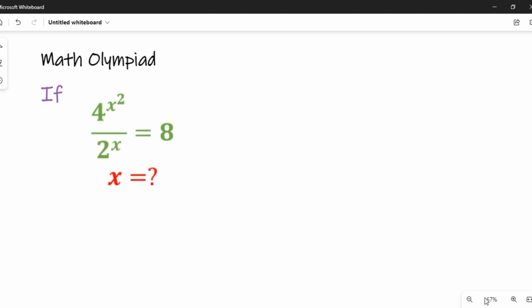But in this solution, we're going to show you two methods you can use in solving a quadratic equation, which are the factorization method and the quadratic formula method. It's going to be included in this solution.